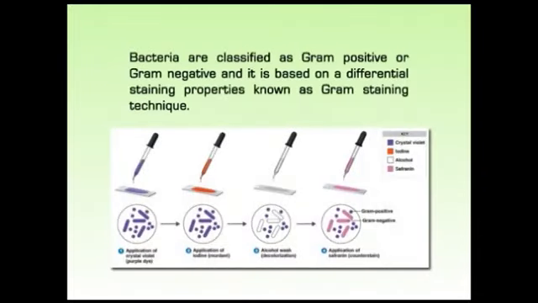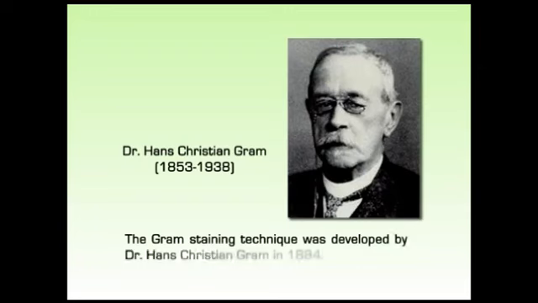Bacteria are classified as gram-positive or gram-negative, based on differential staining properties which is known as the gram staining technique. This gram staining technique was developed by Dr. Hans Christian Gram in the year 1884. In this technique, the Gram reaction is related to the permeability of the bacterial cell wall and cytoplasmic membrane to the diiodine complex. The gram-positive cells restrict the outflow of the complex during decolorization, whereas in the case of gram-negative wall, it allows it.